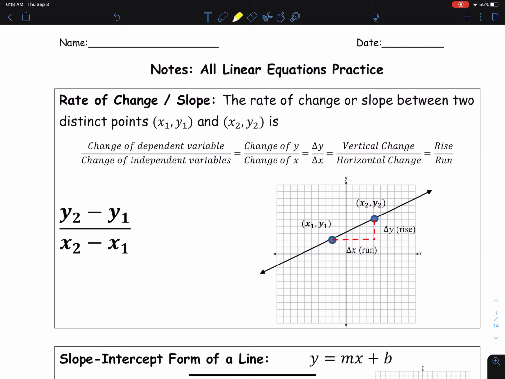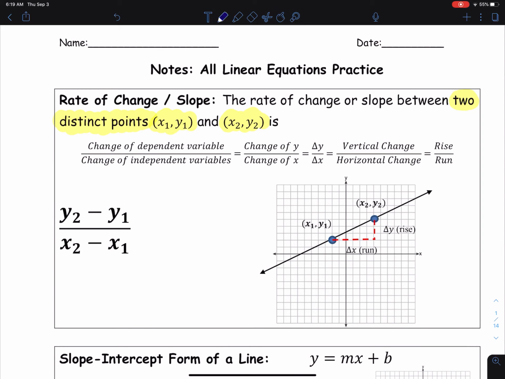First and foremost, the rate of change or slope. You can use either word for linear equations. It means the same thing. It's always between two distinct points. Always 2 points, so x1, y1, x2, y2. How many points do you need to find slope? It's always 2. They give you 5 points. All right, pick 2. You always just need 2.